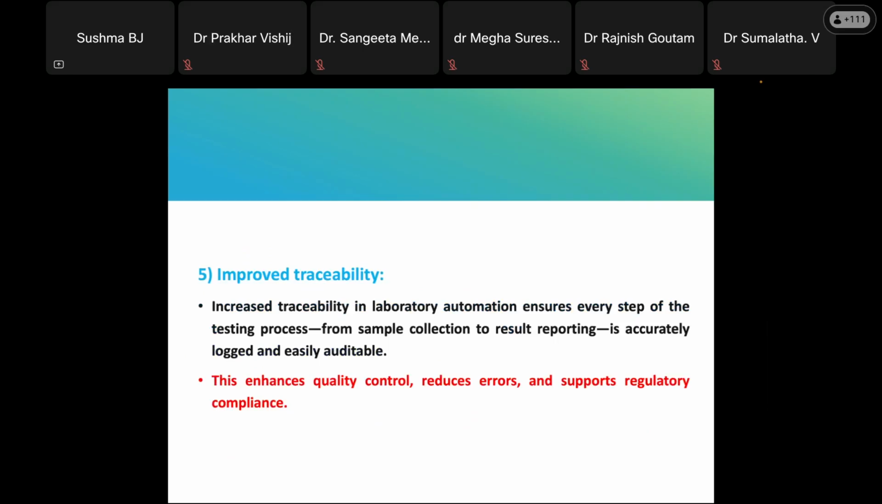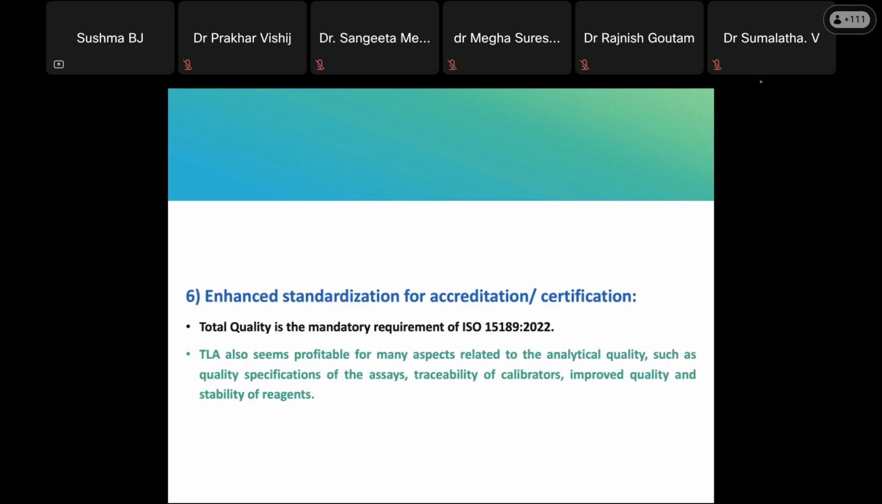Traceability in laboratory automation ensures every step of the testing process, from collection to reporting of results, is accurately logged and easily auditable. This enhances quality control, reduces errors, and supports regulatory compliance. It is one of the biggest advantages, because nowadays it is a trend that every lab wants to go for accreditation, like CAP accreditation, to attract the financial aspect as well as to gain popularity. So everyone is looking for this, right? Even medium-sized and small labs, irrespective of the number of samples.